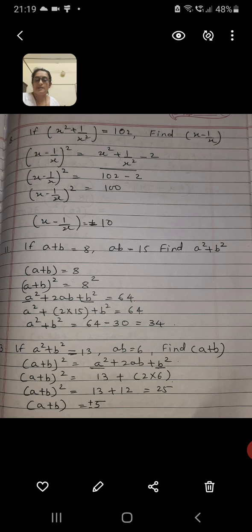So a square plus b square value is given, that is 13. So put that value to the right hand side. 2ab is there. So ab value we know that is 6. So 6 into 2, that gives you 12. So 13 plus 12, that is 25. So a plus b the whole bracket square is 25. Root of a plus b the whole square is a plus b, and 25's root is either positive 5 or negative 5. So a plus b's value is plus or minus 5.